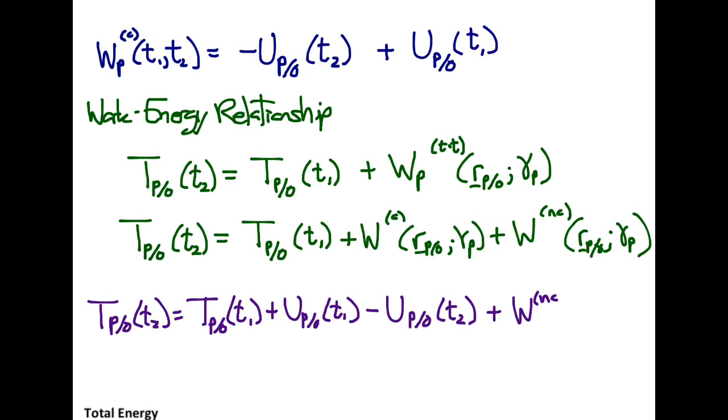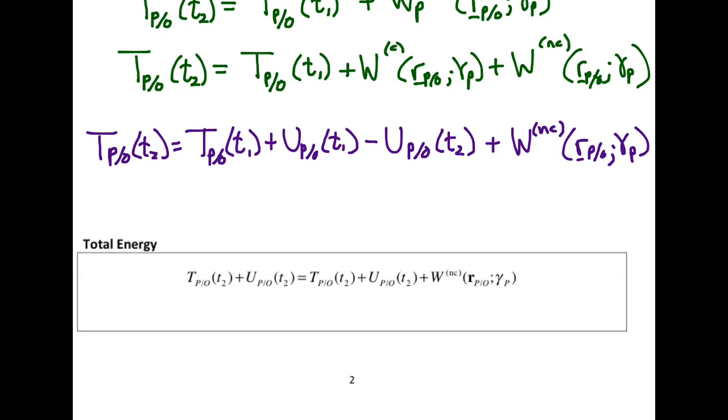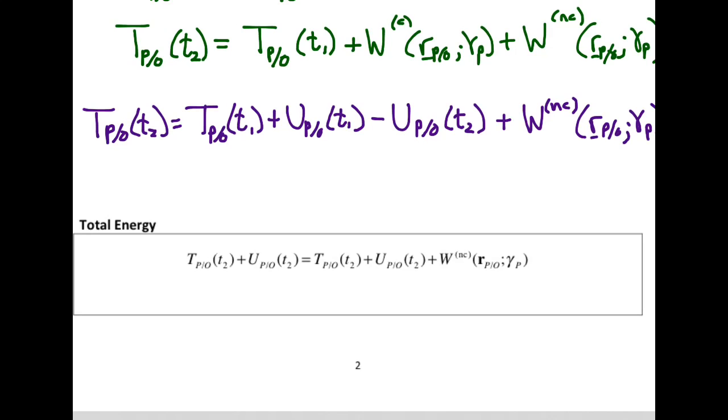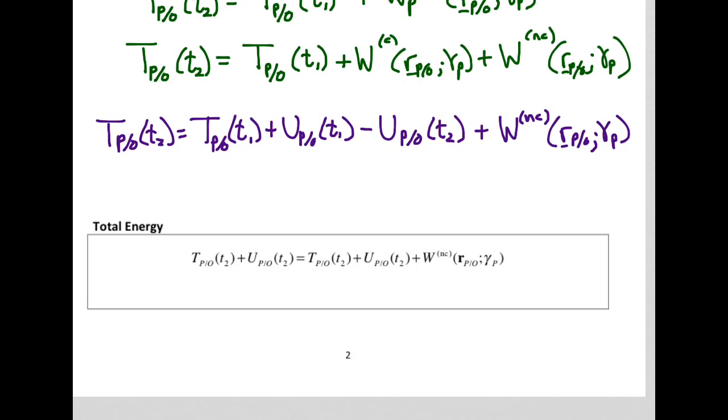Now for our non-conservative forces, we don't have any shortcuts for it, so it's simply the work due to non-conservative forces along the path gamma. And so now with this relationship, we now have an expression for the total energy of the system and how that energy changes from time 1 to time 2 along the path gamma.